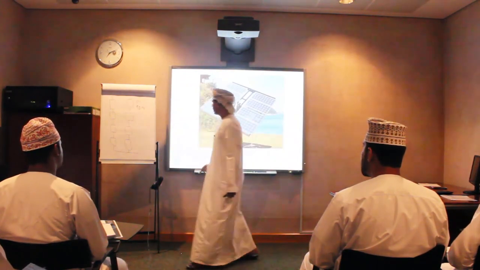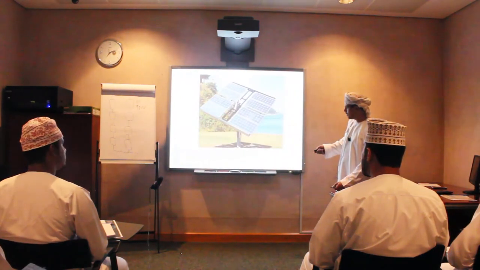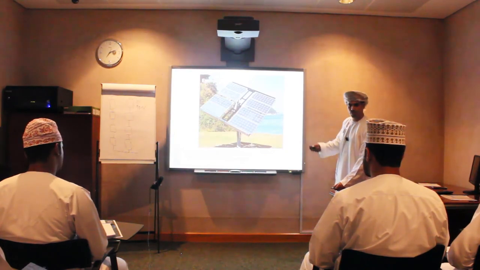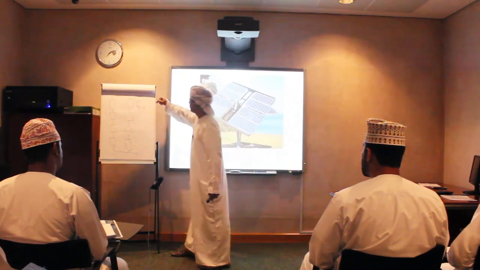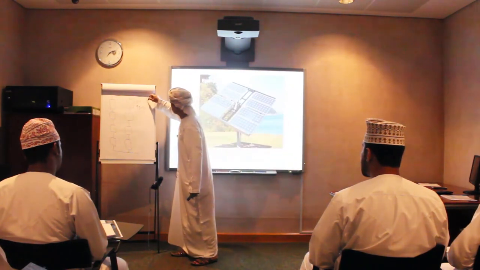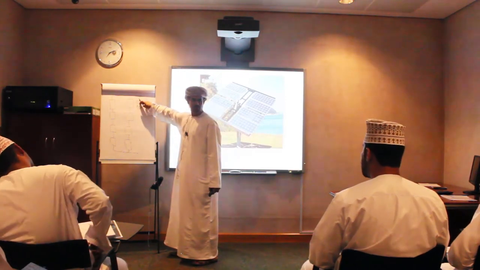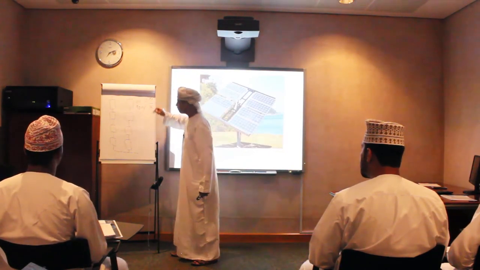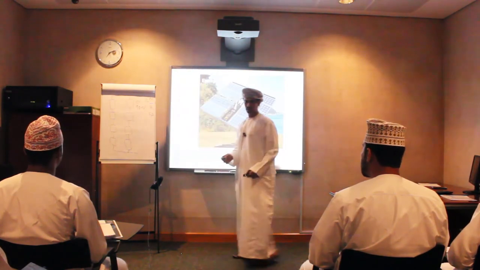What will be the current from each one? Do we have information about the current? We don't, but we have information about the wattage and the voltage, so from the wattage and the voltage you can get the current. The current would be the wattage divided by the voltage. So this is 90 divided by 18, which is 5 amps. So now we know the characteristics of the system.